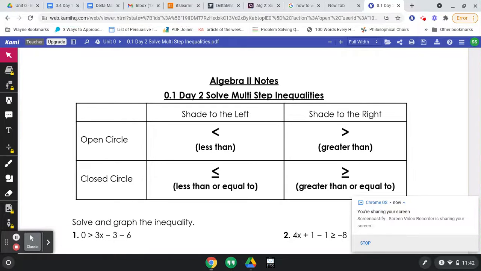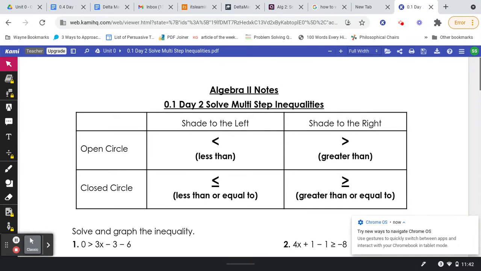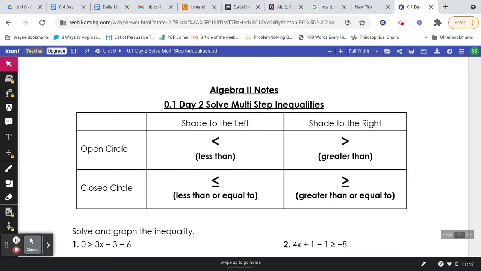Hello, everyone. This is the Algebra 2 notes. It's the second day of 0.1. We're going to be solving multi-step inequalities here.